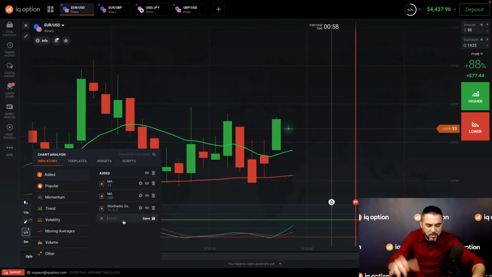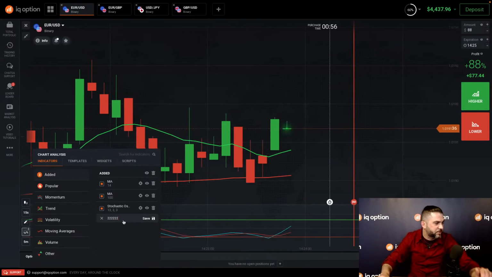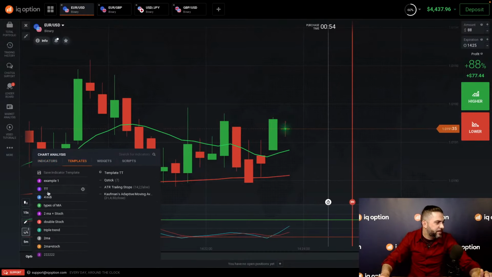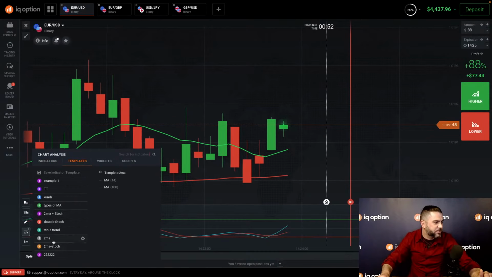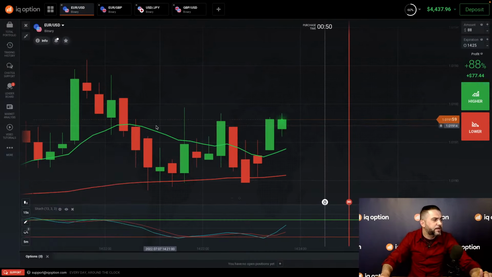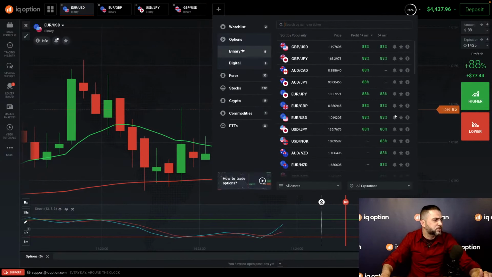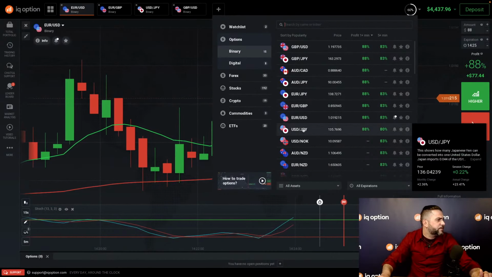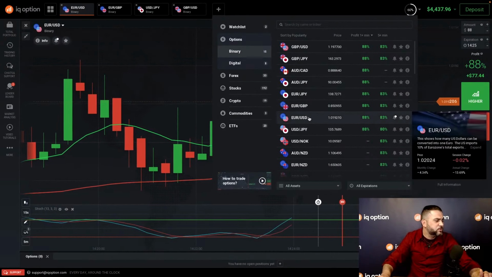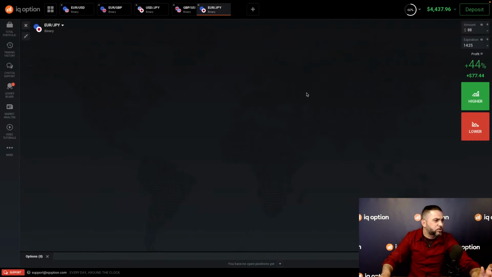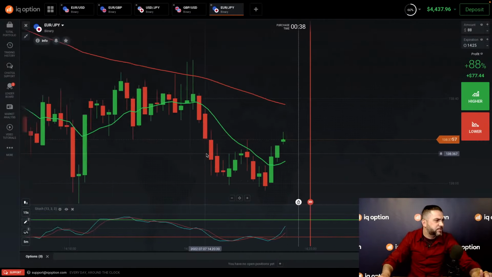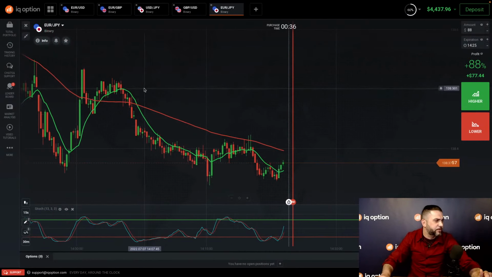So once you did that, I'm just going to go here, for example, this as the example, save it, and here it is all the way at the bottom of my templates. As I said, I have it already set in, and then you just open a new asset. Let's go to options, let's go to binary. Let's see, do I not have this one? USD JPY I do, okay, Euro JPY I don't have it. And see, it's implementing the indicator automatically for me. And it will always do this.